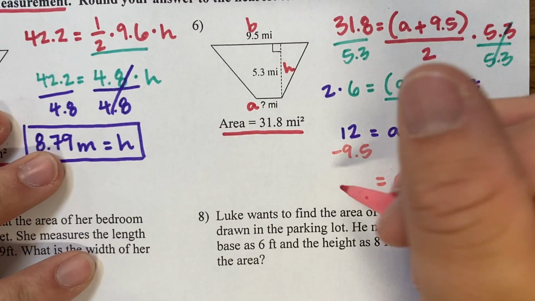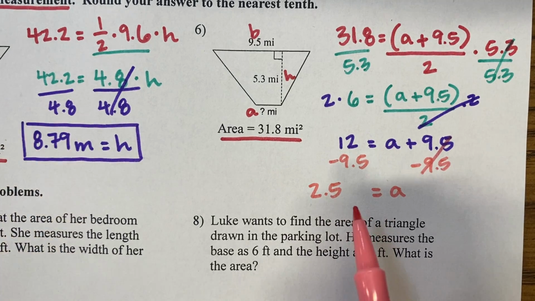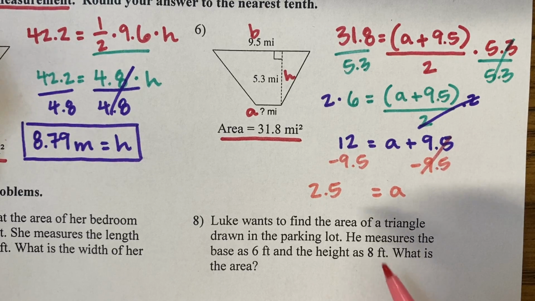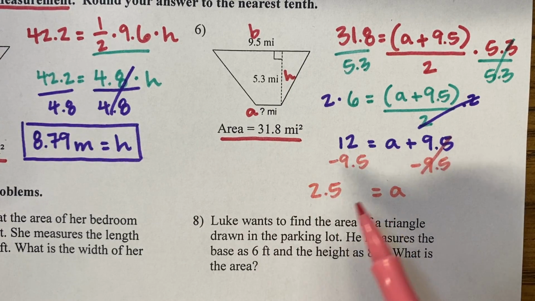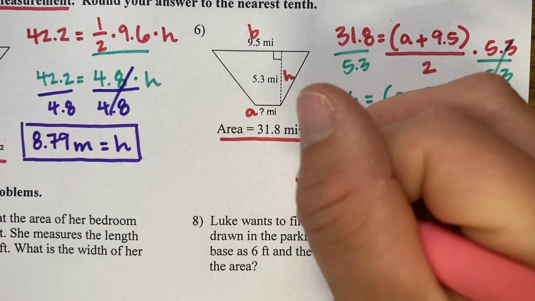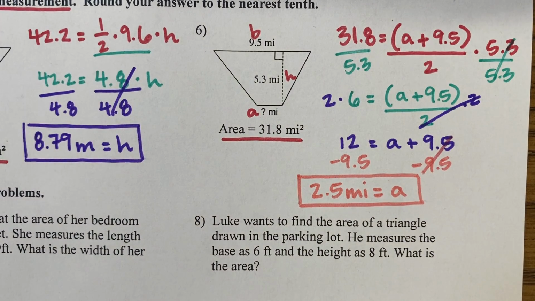We get 2.5. Okay, I left myself a little space because what are the units of measurement? What is the unit I'm going to put on here? It's not miles squared because that goes with our area. This is not our area, it's our A, so it's just miles. And there we go.